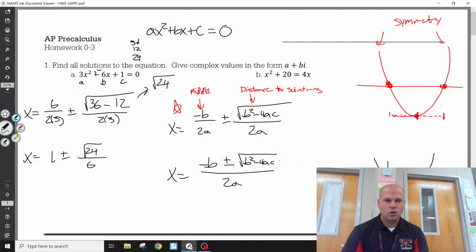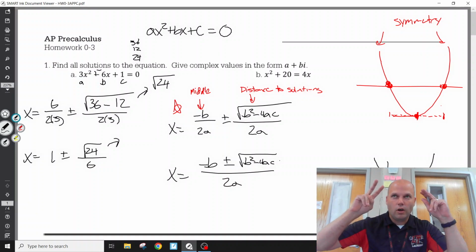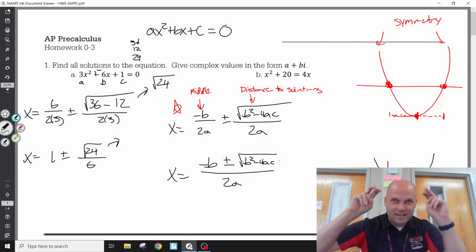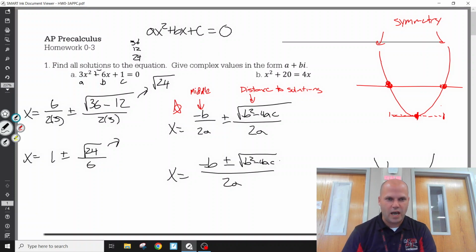Now remember, we need to try to rationalize and simplify. This is mostly the case because we will have multiple choice questions on our tests. Multiple choice answers will historically always be in simplest form, which means you have to rationalize.